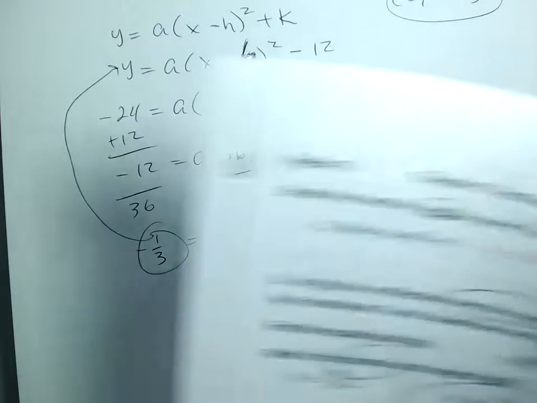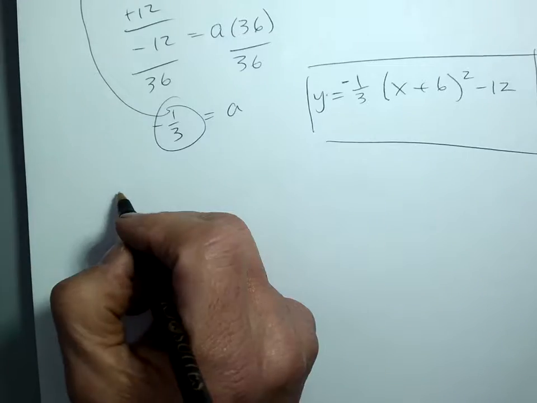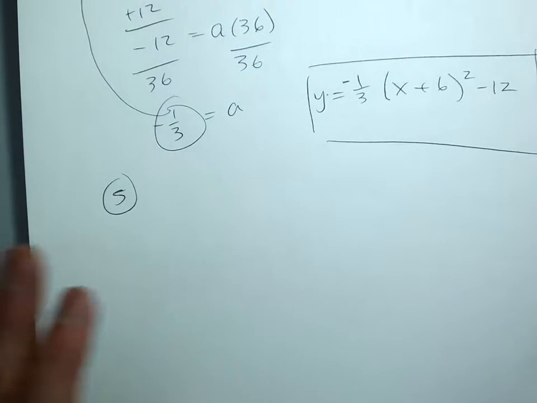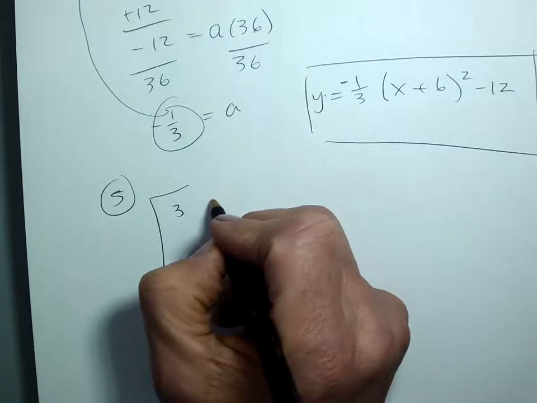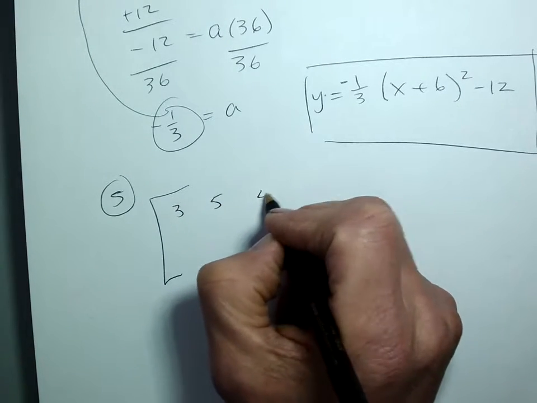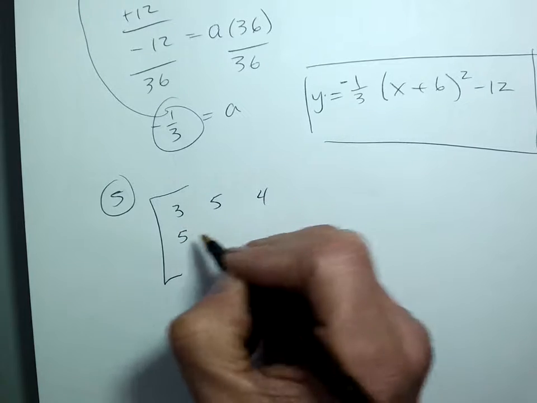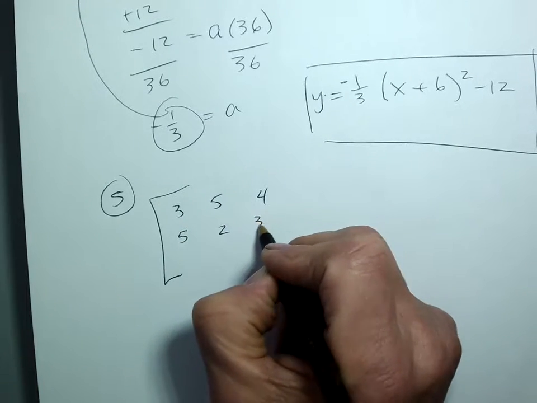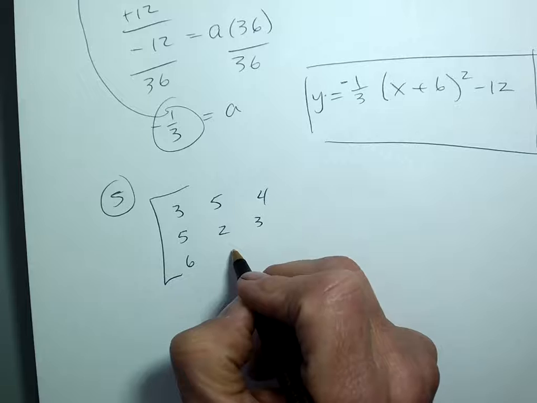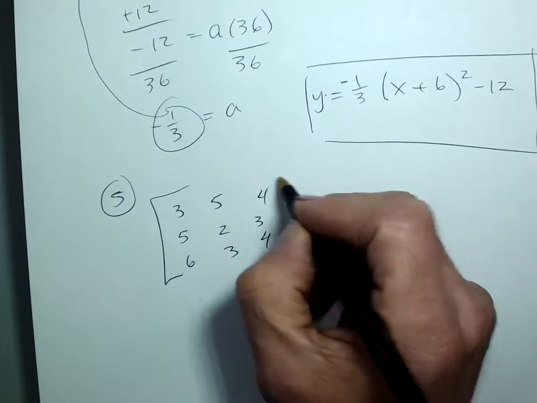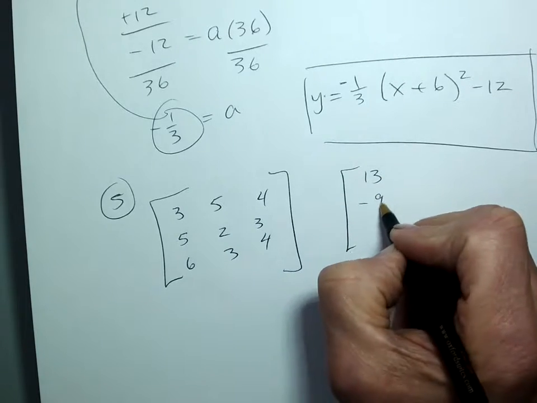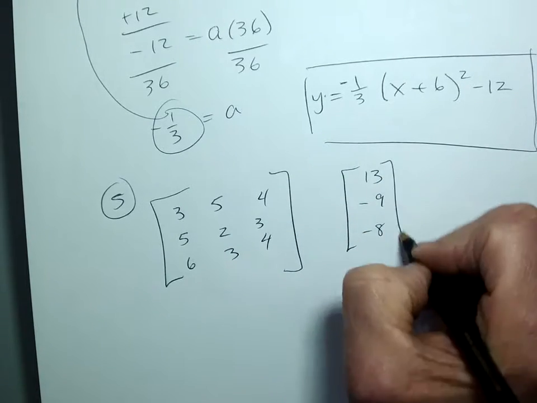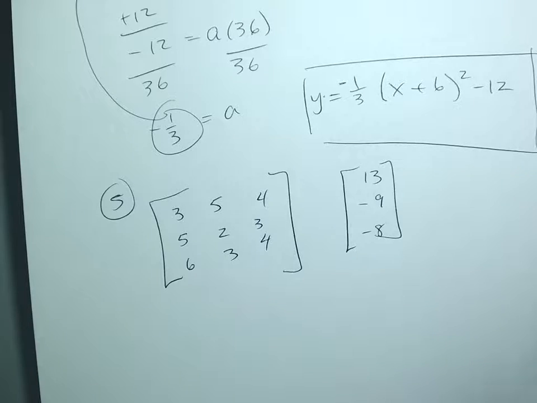Number 5. Okay, number 5. I'm just going to use a matrix. You guys agree? Matrix A: 3, 5, 4, 5, 2, 3, 6, 3, 4, and matrix B: 13, negative 9, negative 8. And I'm going to put these in my calculator. You guys are already cruising along on it.